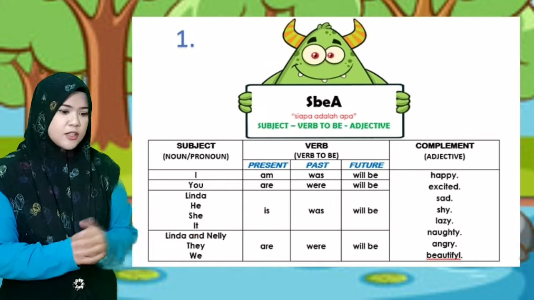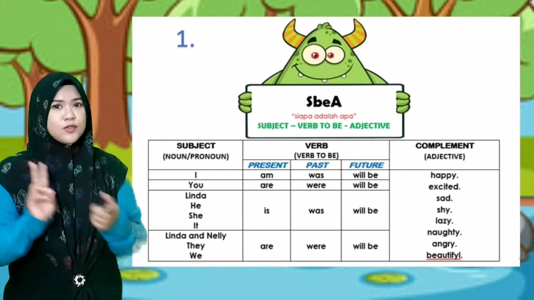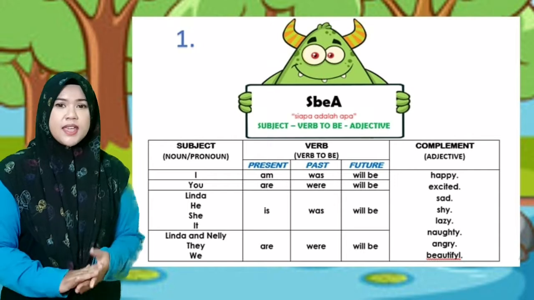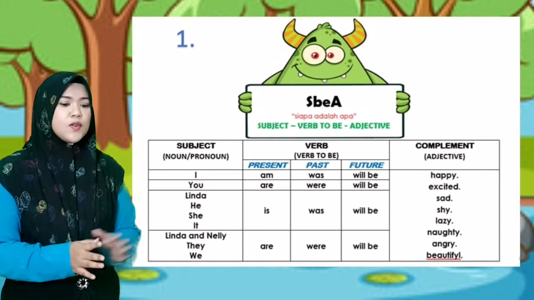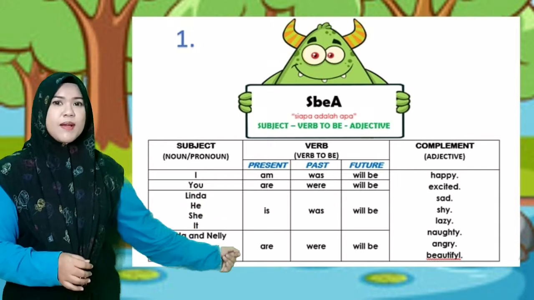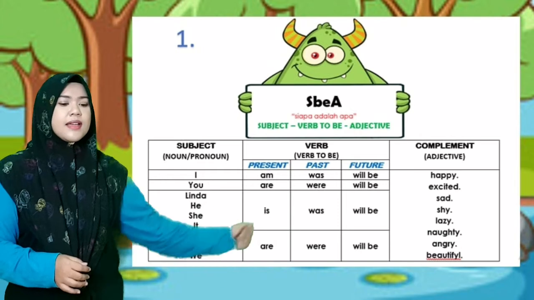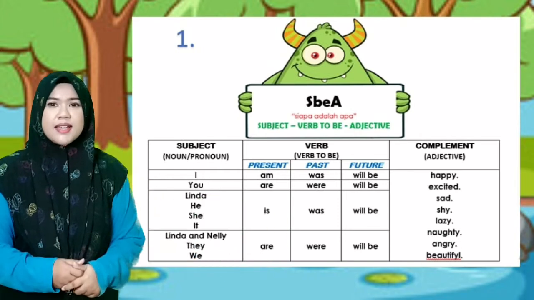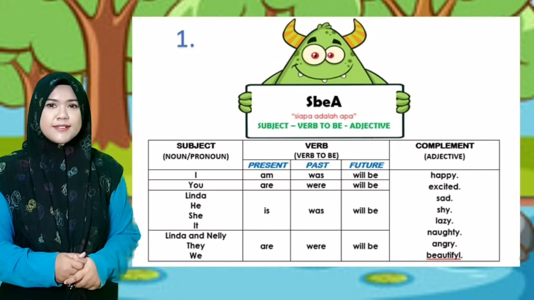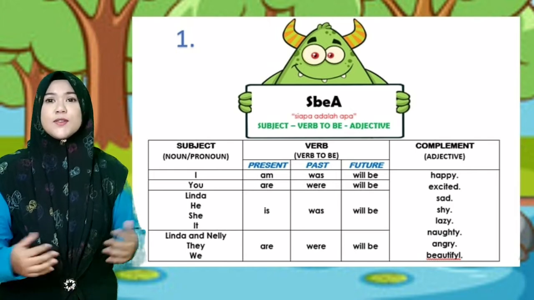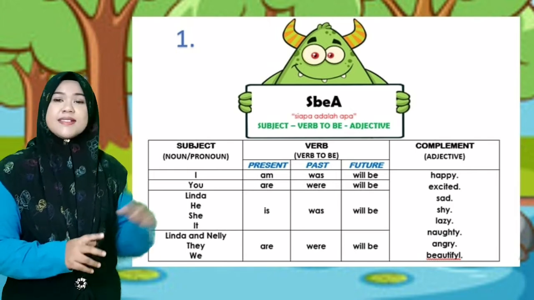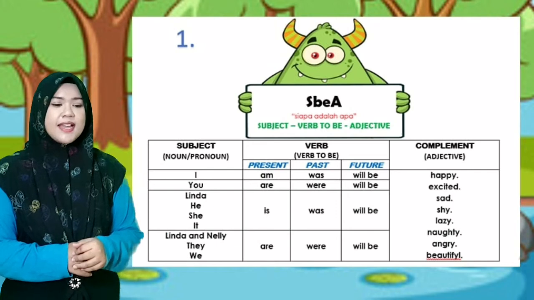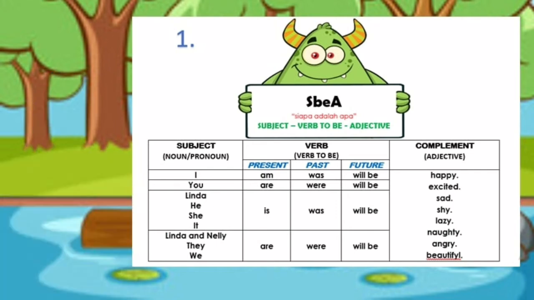Okay, teacher bagi kat situ Linda and Nelly. So dua orang, plural, they and we. So kalau present tense kita pakai verb to be, kalau past tense kita pakai verb to be were, and then kalau nak buat future tense kita pakai will be. Okay, alright, so that's it for SBA, ayat siapa adalah apa.